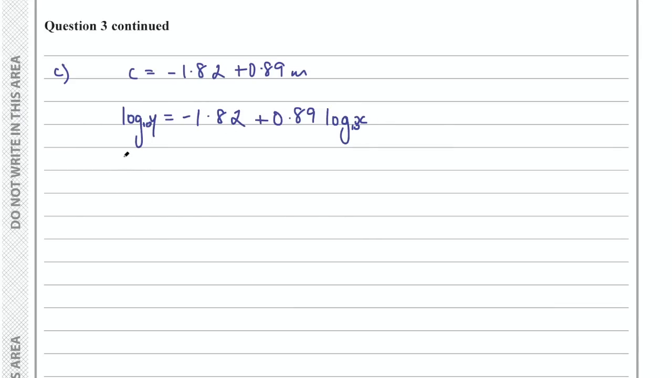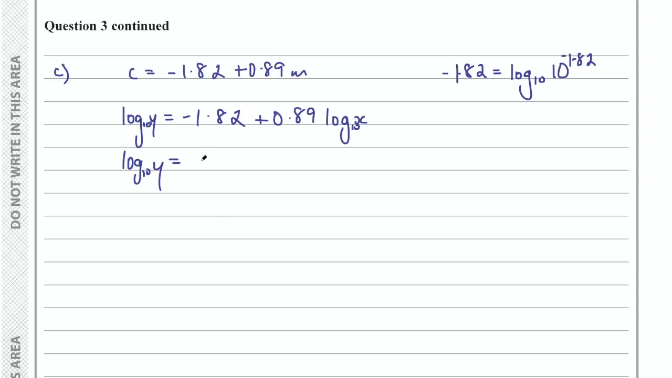So I already have log base 10 of y. This becomes an issue. Negative 1.82, I want to write that in terms of log base 10. So what would 1.82 equal if I introduced a log there? Well, it would be log base 10 of 10 to the power 1.82. That would equal 1.82. Well, if this was a negative, it would be a negative power.